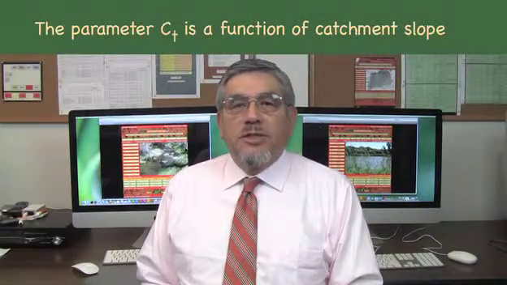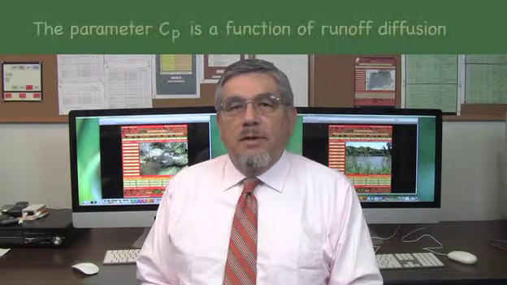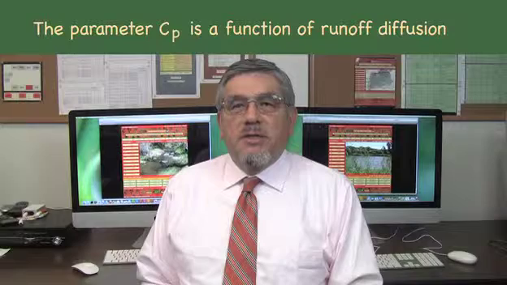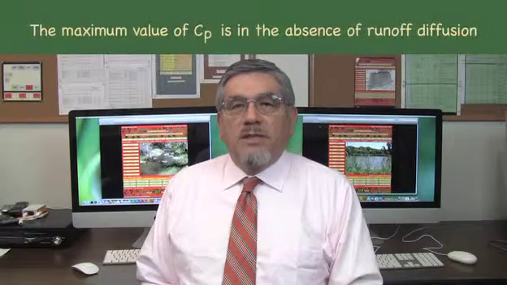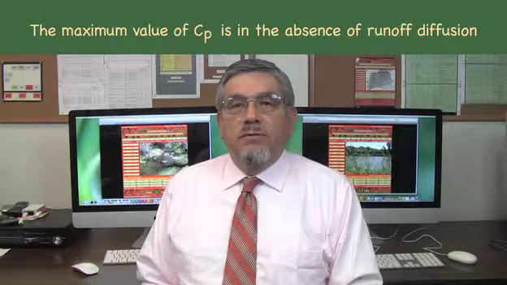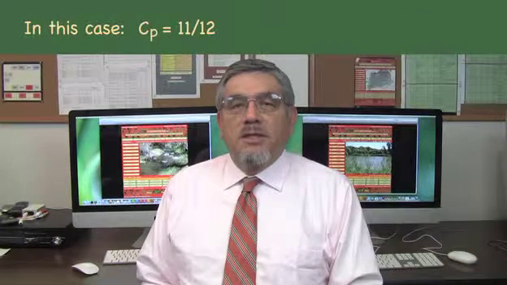The parameter C sub t is a function of catchment slope. The dimensionless parameter C sub p is a function of the runoff diffusion characteristics of the catchment. The maximum value of C sub p occurs in the absence of runoff diffusion. In this case, C sub p is equal to 11/12.